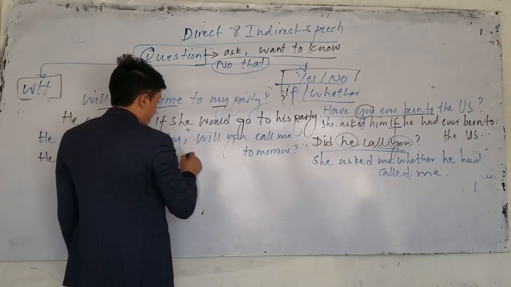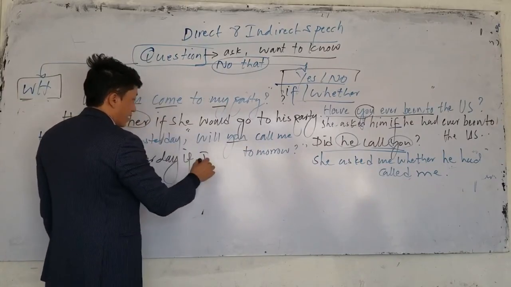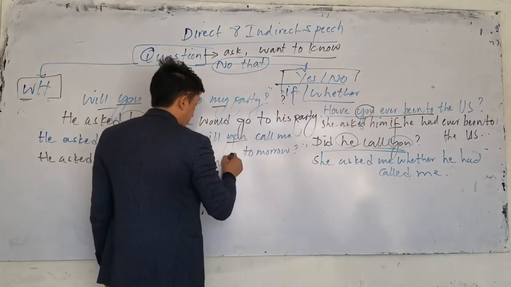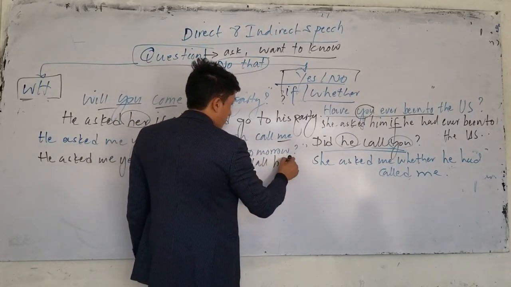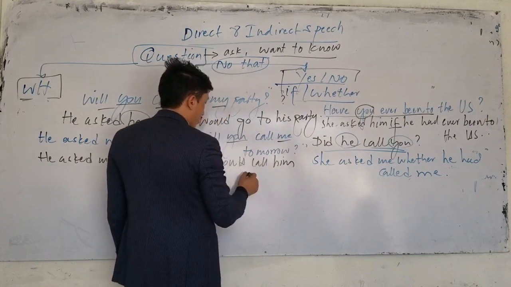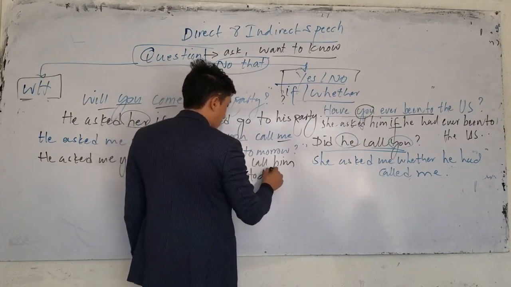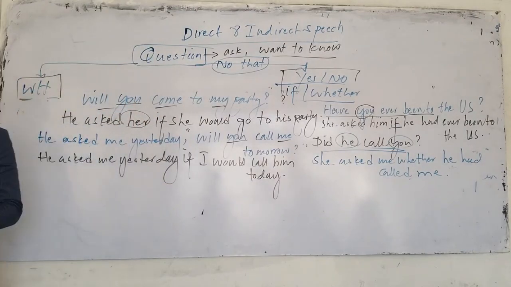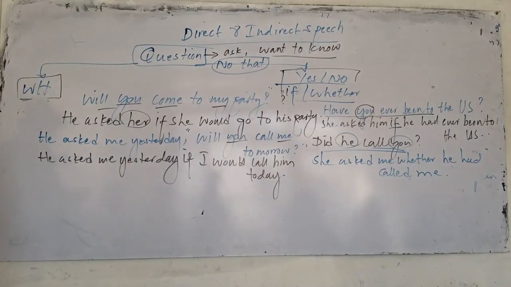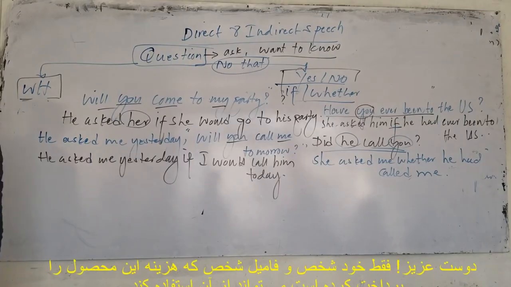Here, if you becomes what? I. Will becomes what? Would. Actually, call me becomes what? Call him. And tomorrow becomes what? Today. So sometimes when you change something, you have to remember the logical. We have to remember the things logically. So if somebody asked yesterday, tomorrow of yesterday is what? Today. In that case, what should I say?